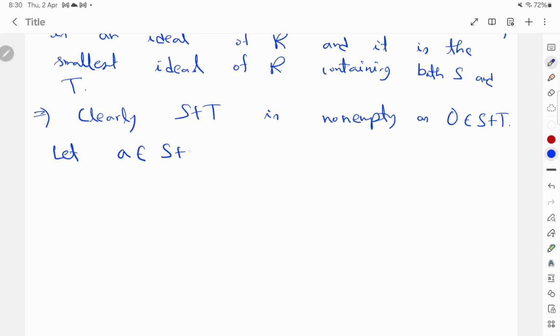Okay, so let a belong to S plus T. Okay, so how does this a look like, and take another element, b belongs to S plus T.